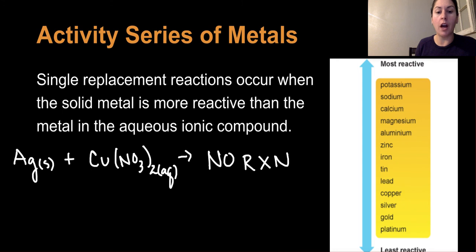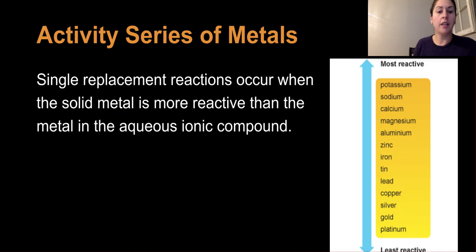And the reason why is if we take a look back over at that chart, we see that silver is actually below copper. And so silver is the solid metal. And if it is less reactive than the thing that's in the ionic compound, there will be no reaction. So we can write NR or no reaction there. And so that will not occur. And that's always the case. So if it's the solid metal, it will replace anything that's below it, but it will not replace anything that's above it. And so that is a very important concept, and you will be working with that in class.